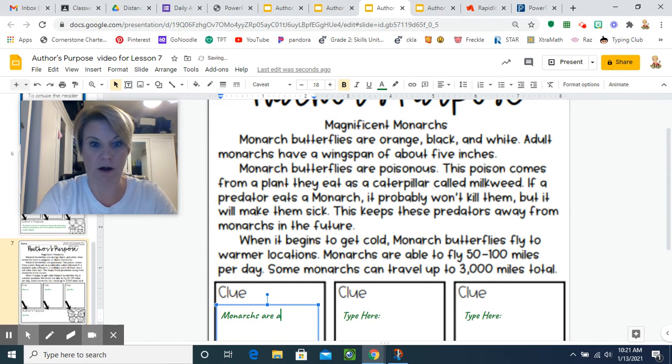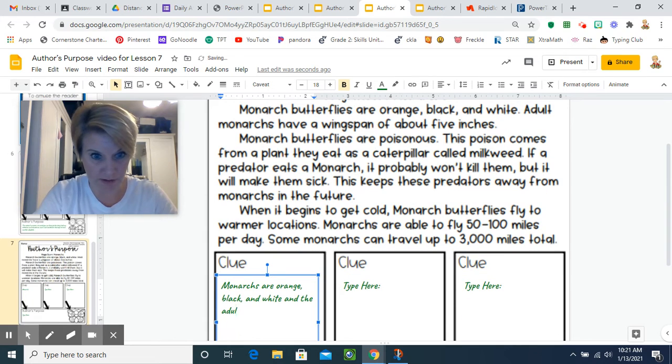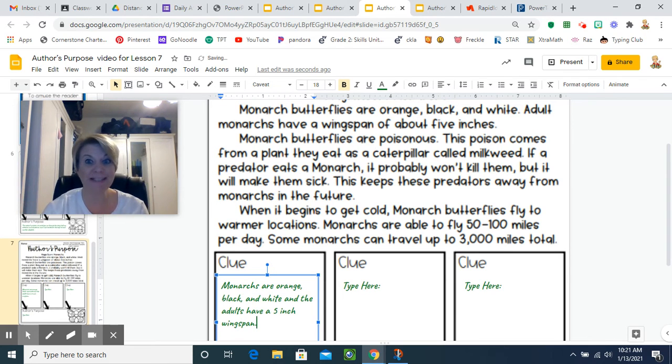The monarchs are orange, black, and white, and the adults have a 5-inch wingspan. Okay, that's a clue because that's information that the author gave me. Okay, so if that right there came from my very first paragraph, so that's the first paragraph clue.